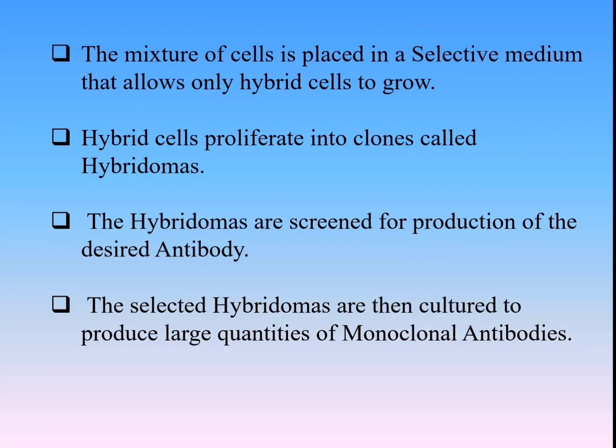The mixture of cells is placed in a selective medium that allows only hybrid cells to grow. Hybrid cells proliferate into clones called hybridomas. The hybridomas are screened for the production of the desired antibody. The selected hybridomas are then cultured to produce large quantities of monoclonal antibodies.